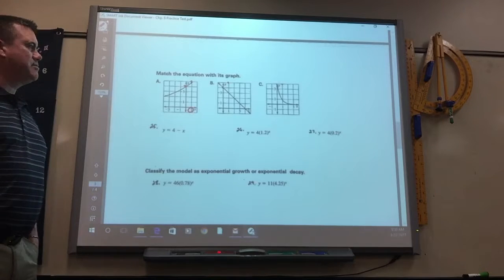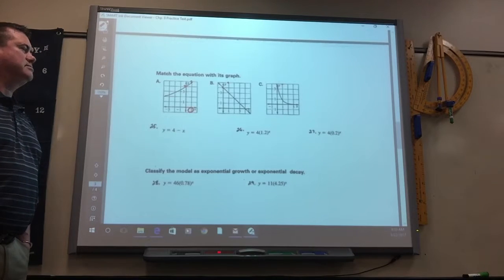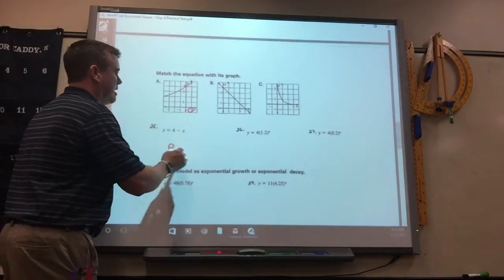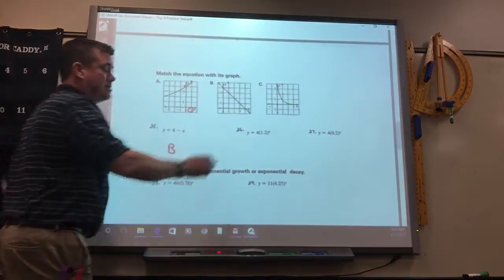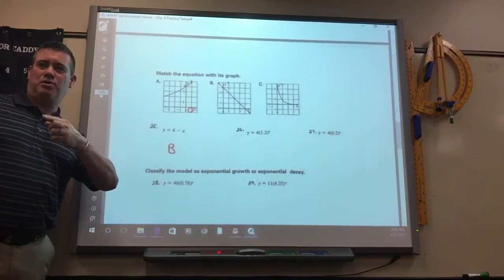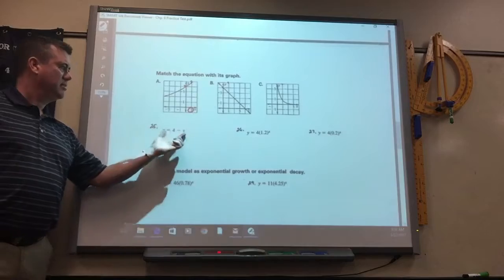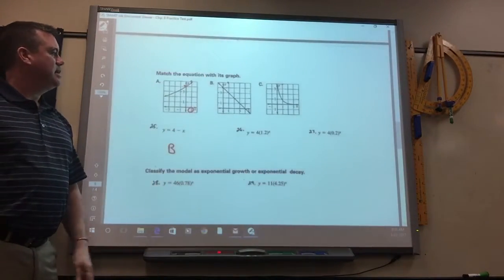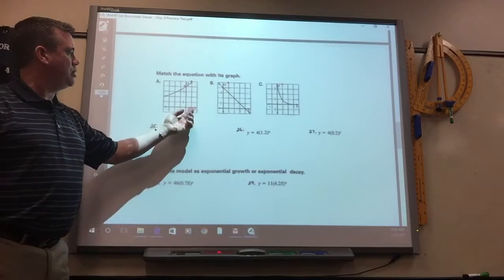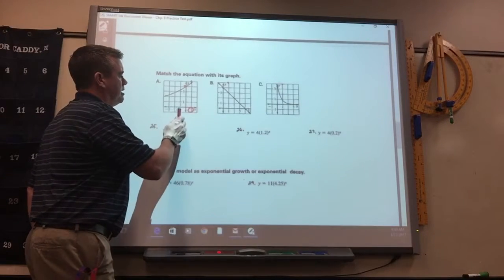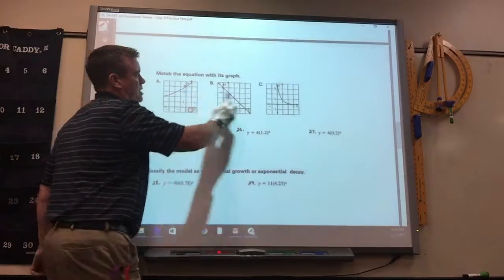Now, one of these graphs is super easy to match. B is what? Because it's a straight line. Remember how to tell if something's linear? No exponents, right? These have exponents. So then all you got to do is check. You can put, again, whatever you want in here. -3, -2, -1, 0 doesn't really tell us.